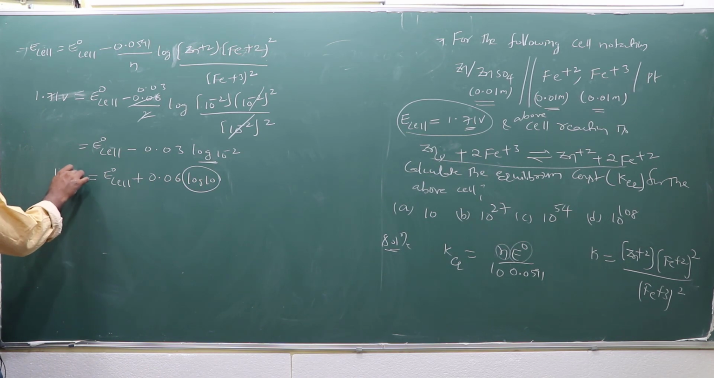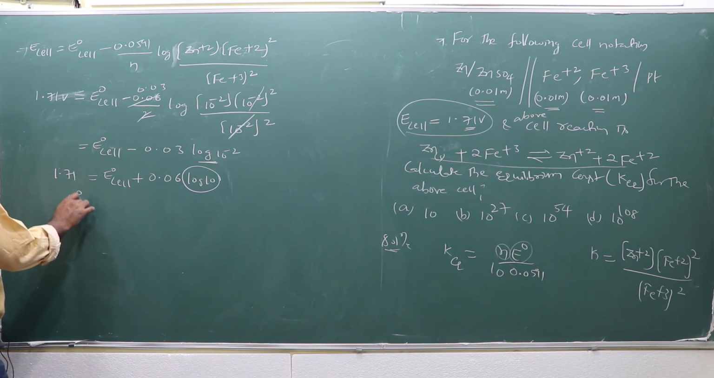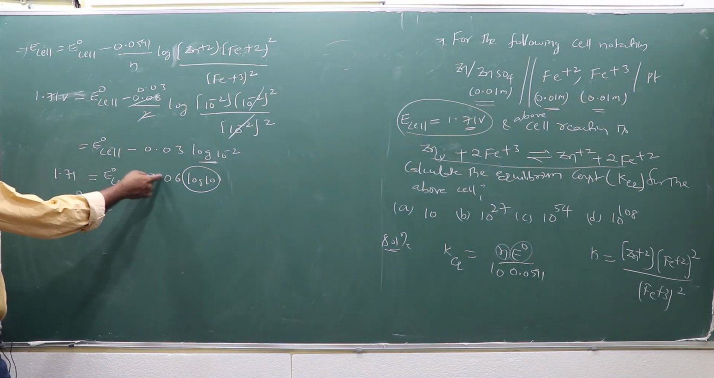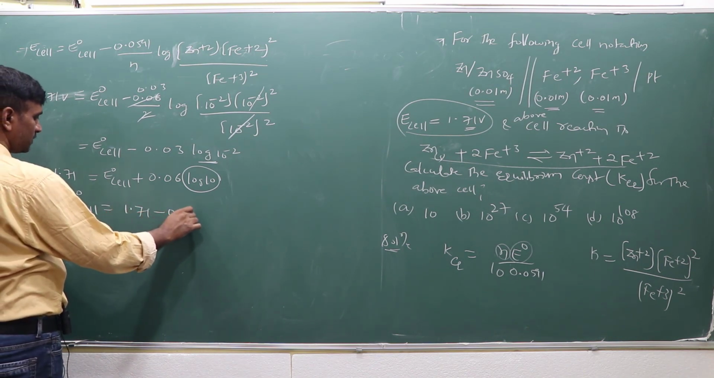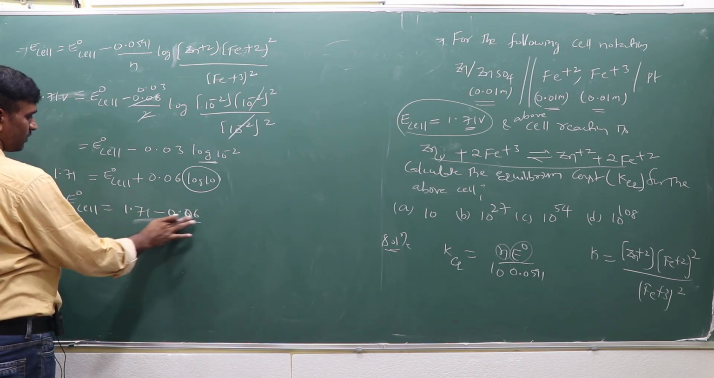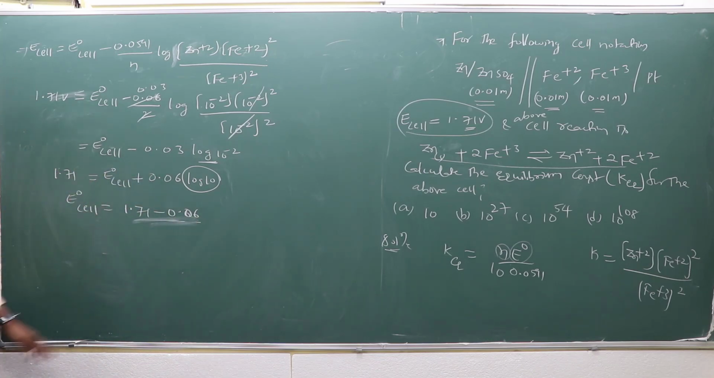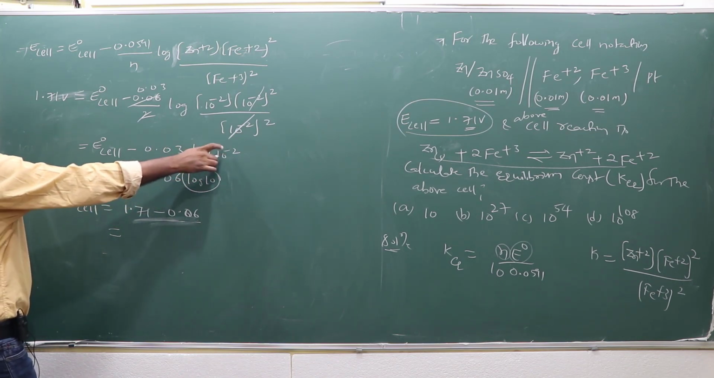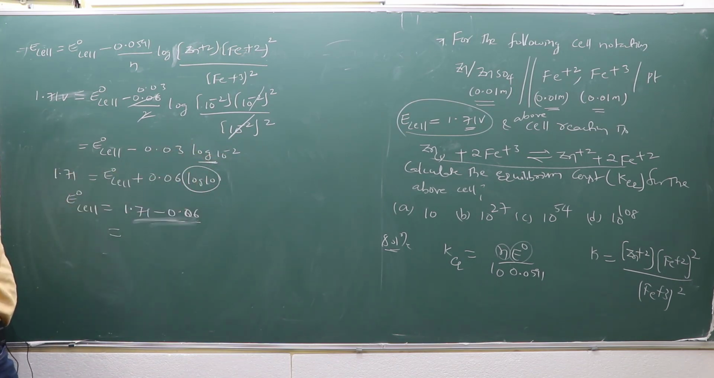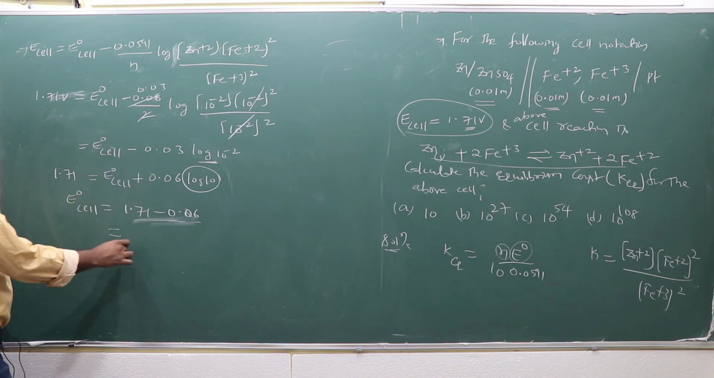So this is 1.71 volts. Then E0 cell is equal to how much? This value is shifted to the right side: 1.71 minus 0.06. This 0.06 is shifted to the right side because log 10 value is 1. This is log m to the power of n, n log m, so that's what I mentioned, minus 2 log 10. So how much is it there?